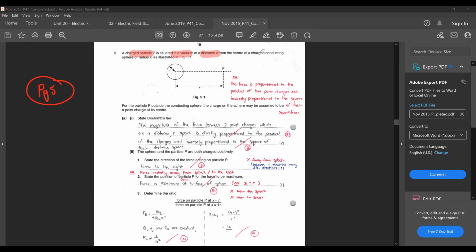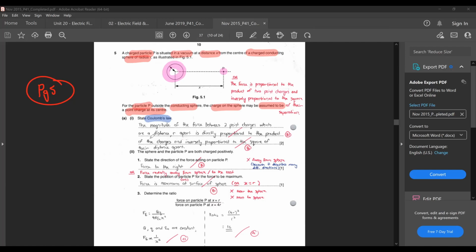vacuum at a distance x from the center of a charged conducting sphere of radius r. For particle P outside the conducting sphere, the charge on the sphere may be assumed to be a point charge at its center. So state Coulomb's law here. Okay. So basically what they just mentioned here is that you have one charge here, and then you also have another charge here. Okay, so in the first place, they just want to know first what is Coulomb's law.